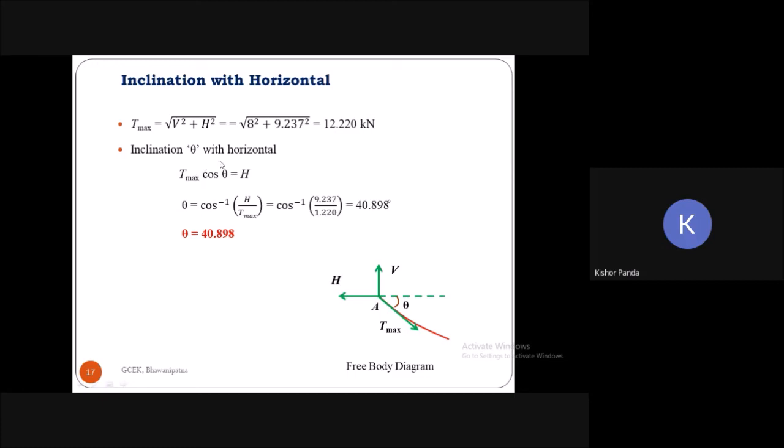Then find out the inclination of the cable with the horizontal. So here you take, this is the support, this is the vertical direction, this is the horizontal thrust, and this is the cable, and this is the T max. So you have to find out the inclination of the cable with the horizontal. T max cos theta is equal to H. Theta is equal to cos inverse H by T max. This is equal to cos inverse 9.237 divided by 12.220, which is equal to 40.898 degree. So here the angle of the cable with the horizontal is equal to 40.898 degree.